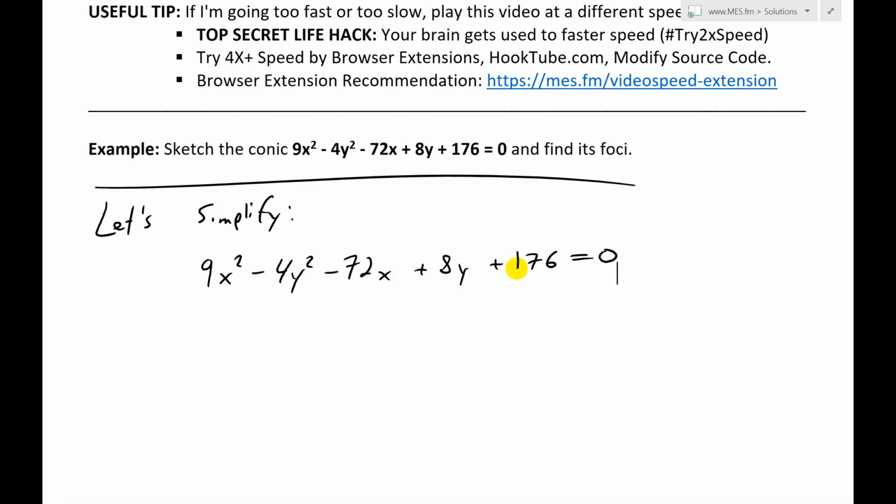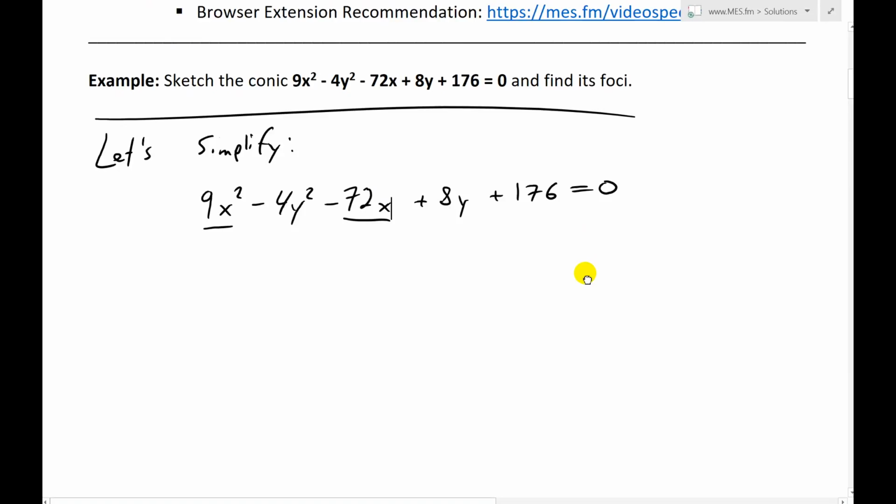Now I'm going to put all of the x's together, the 9x squared and the negative 72x, and factor out what I can. Here we can see 9 goes into 72 eight times, because 9 times 9 is 81, and 81 minus 9 is 72. So I'll move the constant over to the other side and put the x terms together. What we get is 9 times x squared minus 8x.